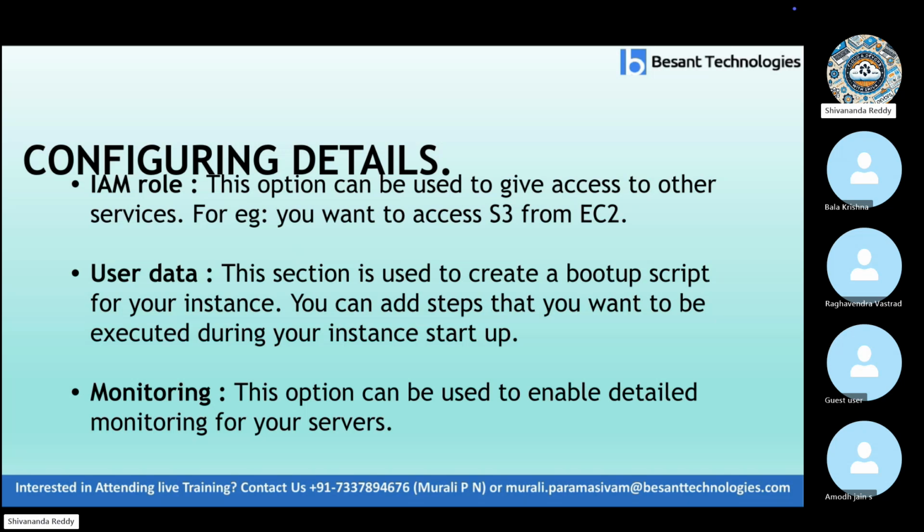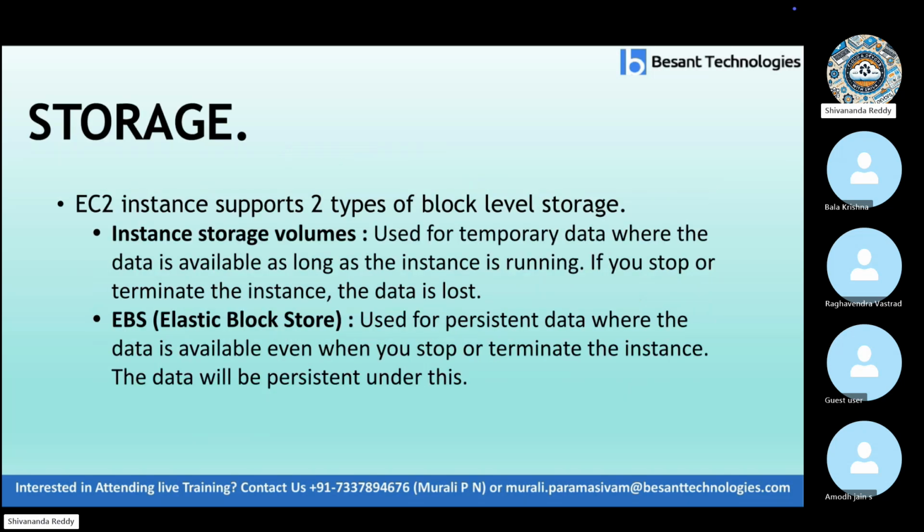Then we have monitoring. This option can be used to enable detailed monitoring for your servers. Then we have storage. EC2 supports two types of block level storage. One is instance storage volume, another one is EBS, Elastic Block Store volumes.